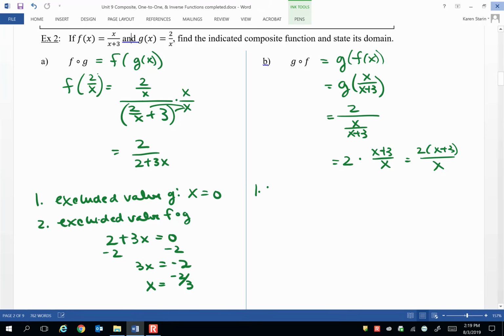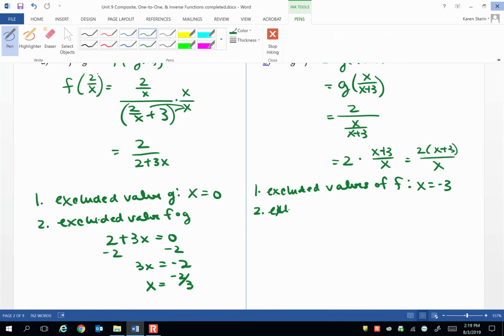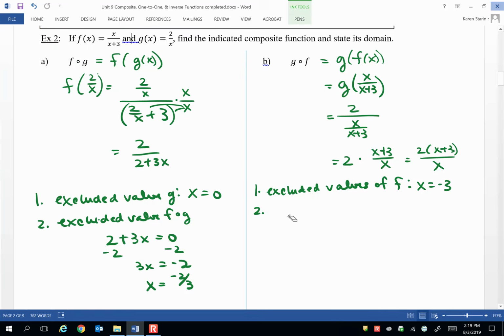So we first have to remember what were the excluded values of the inner function, which is f this time. Well, that would be x equal to -3. So the excluded values of f, -3 would cause the denominator of f to be 0, so that's an excluded value. Now looking at the composition, the excluded values of the composition, I can't spell today. I'll just erase that really quickly.